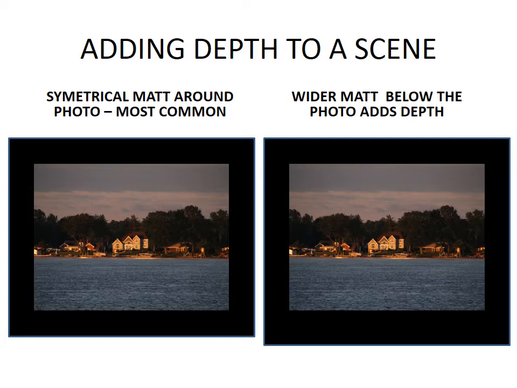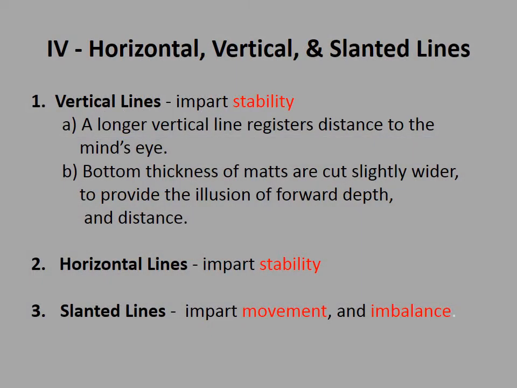Horizontal, vertical, and slanted lines. Vertical lines and horizontal lines yield stability to the arrangement of the photo. Slanted lines in general mean movement and create imbalance or instability.